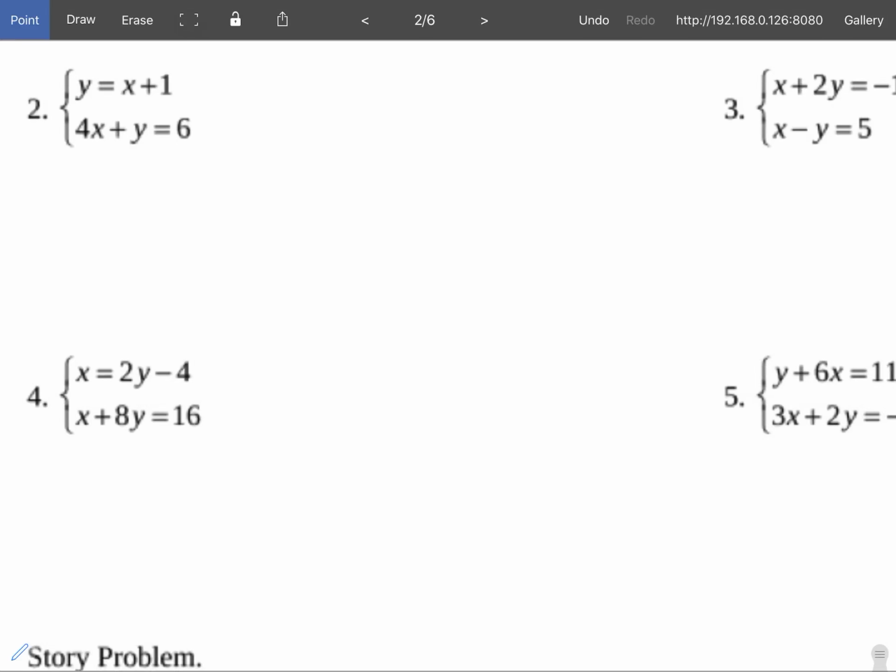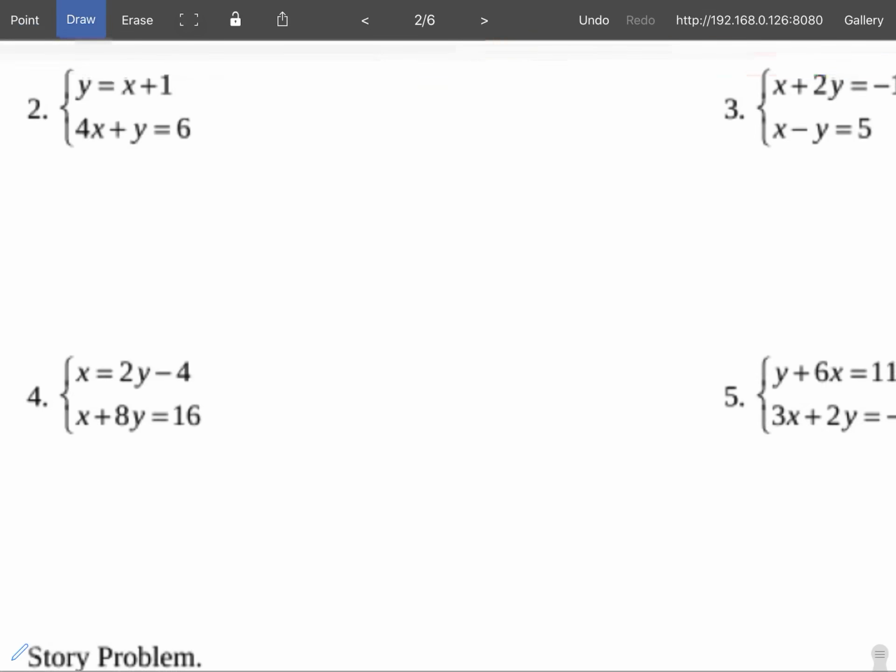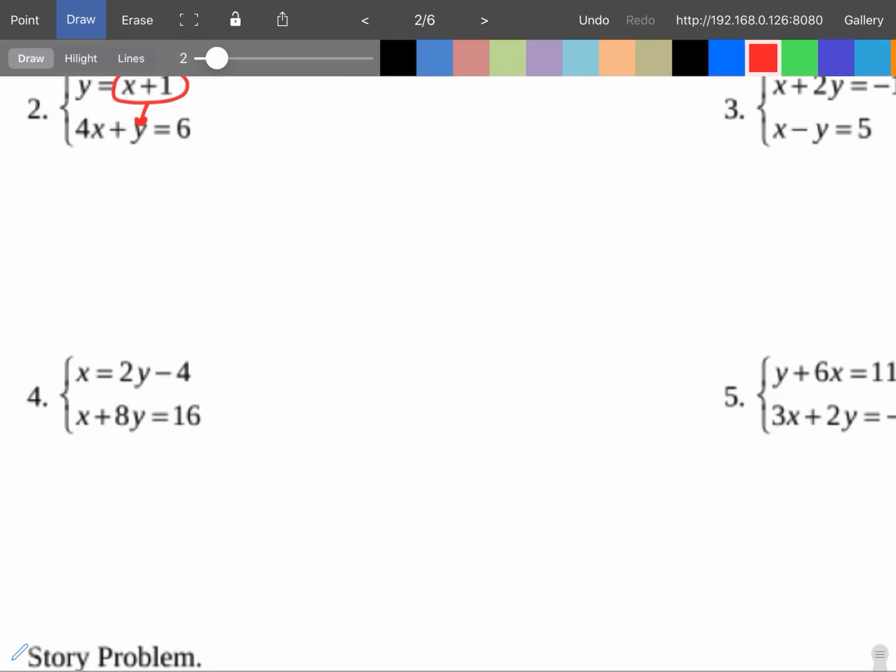If you look at that carefully, the first step is to solve one of the equations for either x or y. Well, the top equation is already solved for y. So what you can do then is take that quantity x plus 1 and plug it in for y in the second equation. Okay, so if you do that, the second equation would become 4x plus the quantity x plus 1 equals 6.